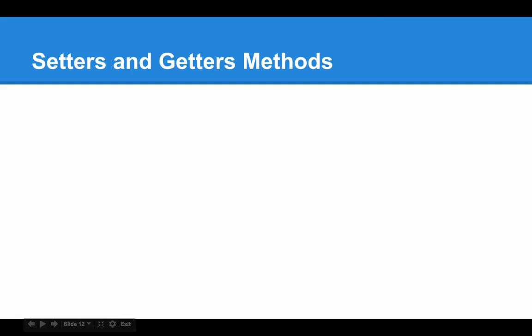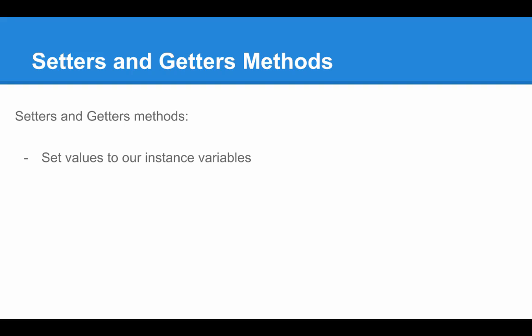Welcome back. Now, in this video, we're going to talk about setters and getters. When we talk about data hiding or data integrity, we touched on the subject of making our instance variables private so they can only be used inside of our class and not anywhere else. Now, we use setter and getter methods to set values to our instance variables and to retrieve those values, and also to expose the same values to other classes.